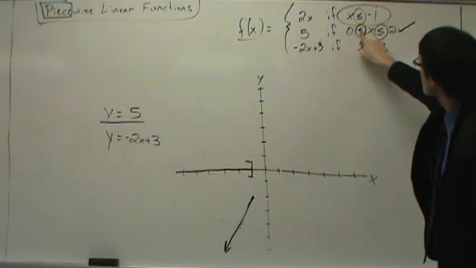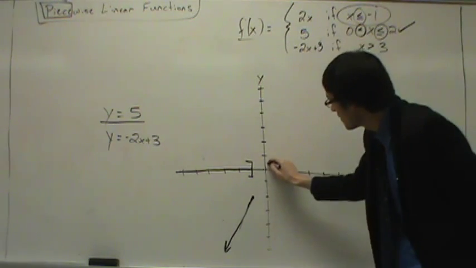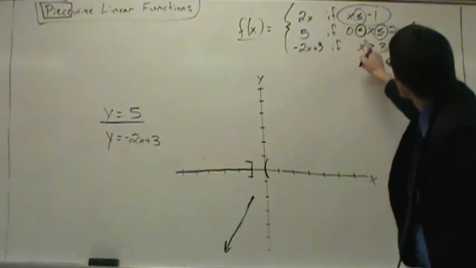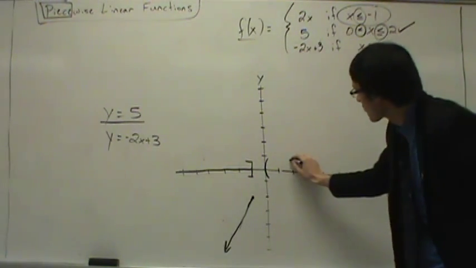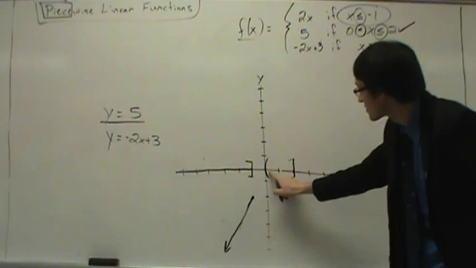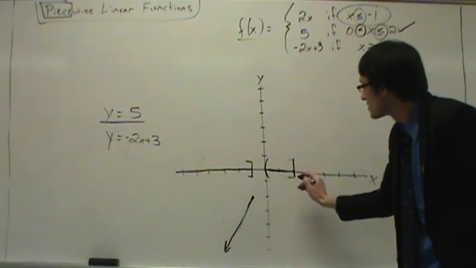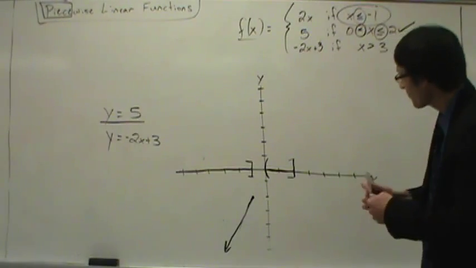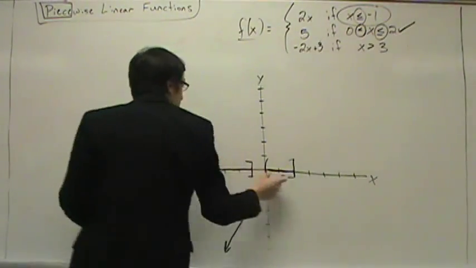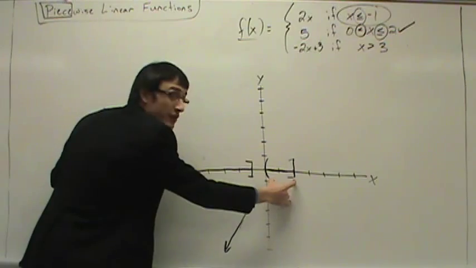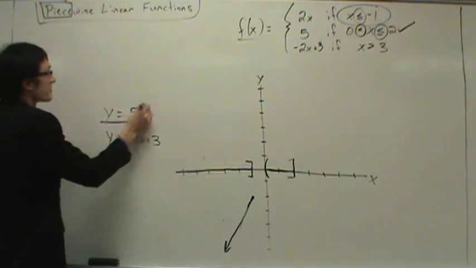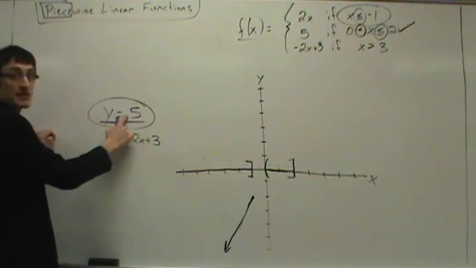Now open means parentheses, so we need a parenthesis at 0, and closed at 2, so we're going to have a bracket at 2. Notice we're looking at the portion of the x-axis that is between 0 and 2. And looking back at our line, notice we put our domain first. Now looking at our line y equals 5, remember, there is no x term in this equation.